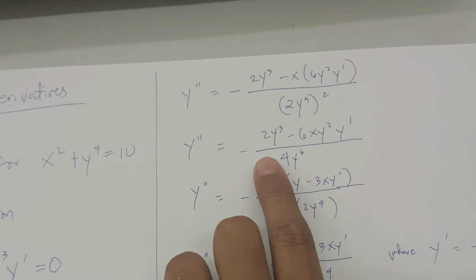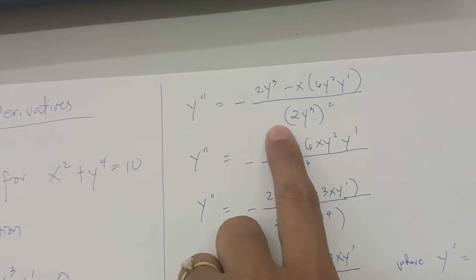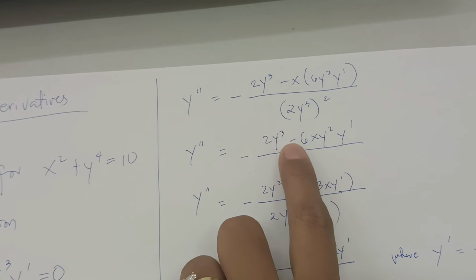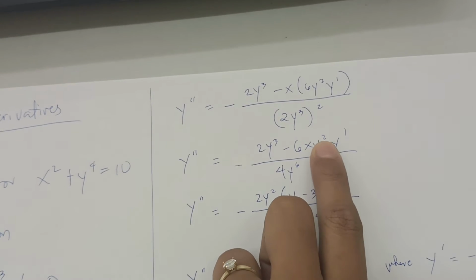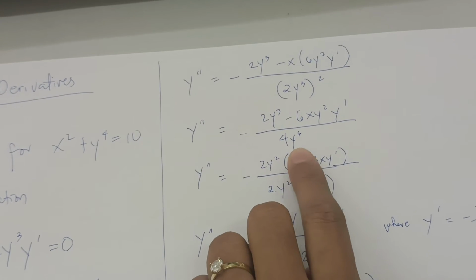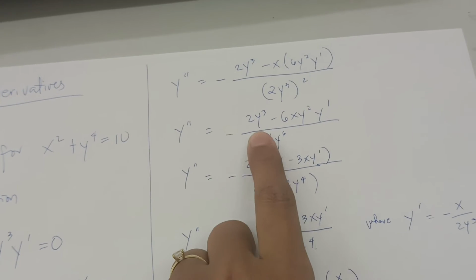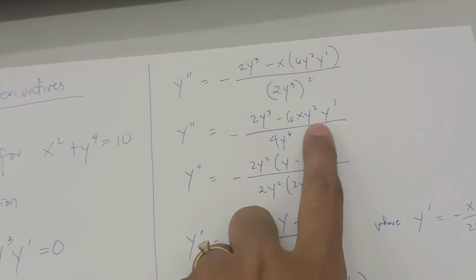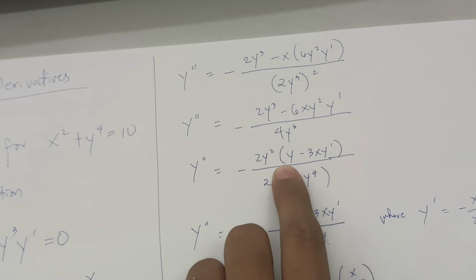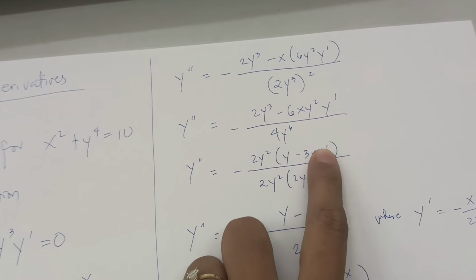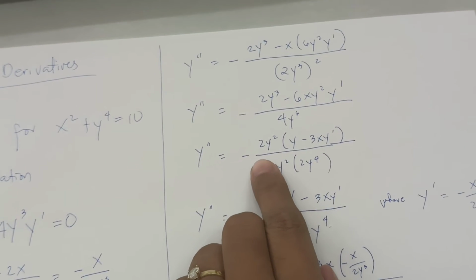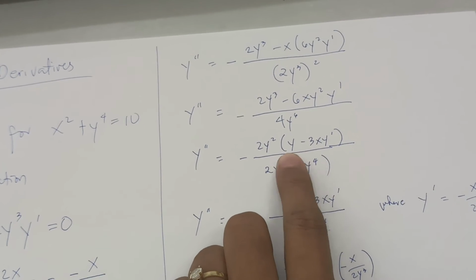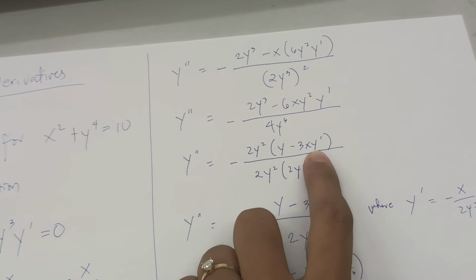Now, we are going to simplify. So that is 2y cubed minus 6xy squared y prime, all over 4y raised to 6. Getting the factor of these terms, we have 2y squared times y minus 3xy prime. The common factor between the two is 2y squared. So we have the result y minus 3xy prime.